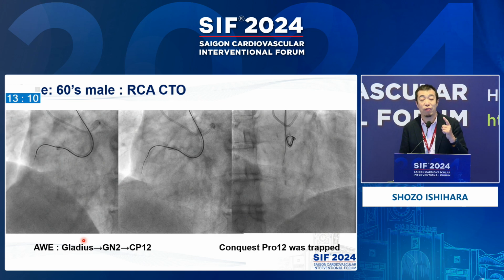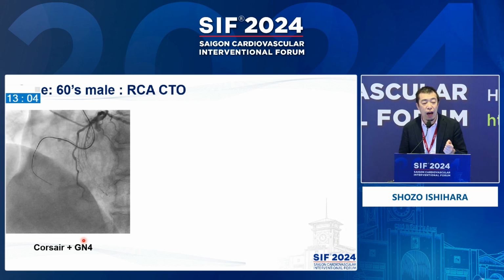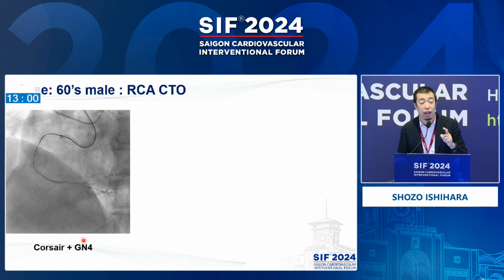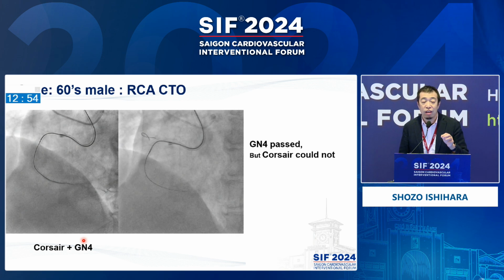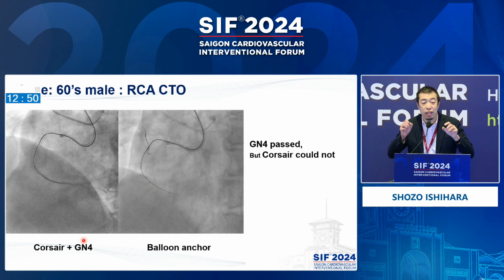And sometimes we face a very hard wire dropped in the calcified region. So I retrieved it and changed to the Gaia X4. Fortunately, Gaia X4 crossed the region, but at this point, Corsair still could not. And with too much rotation, the Corsair was trapped in the lesion.